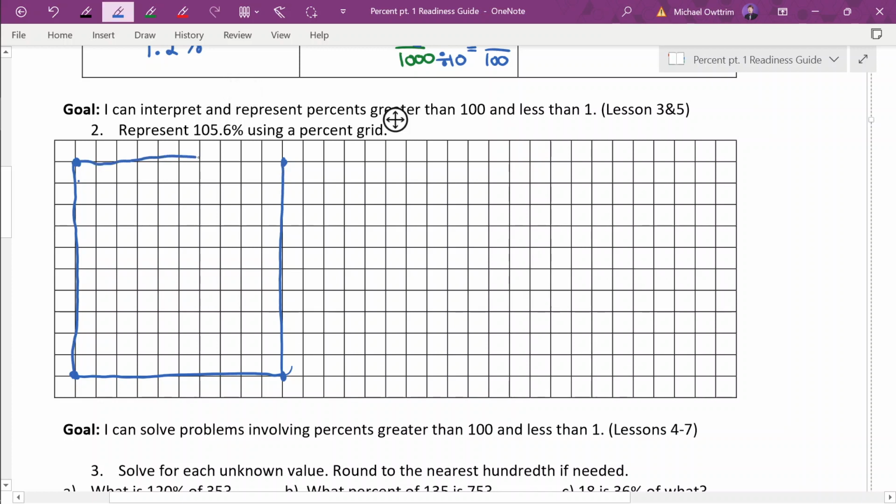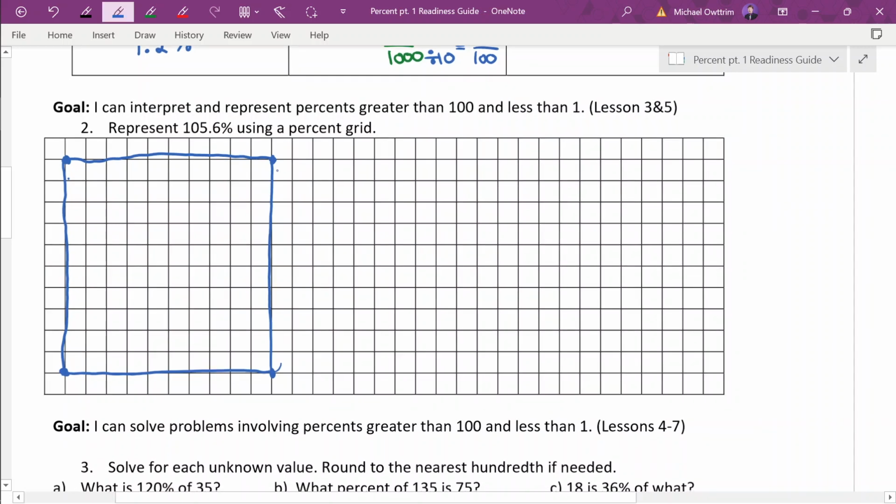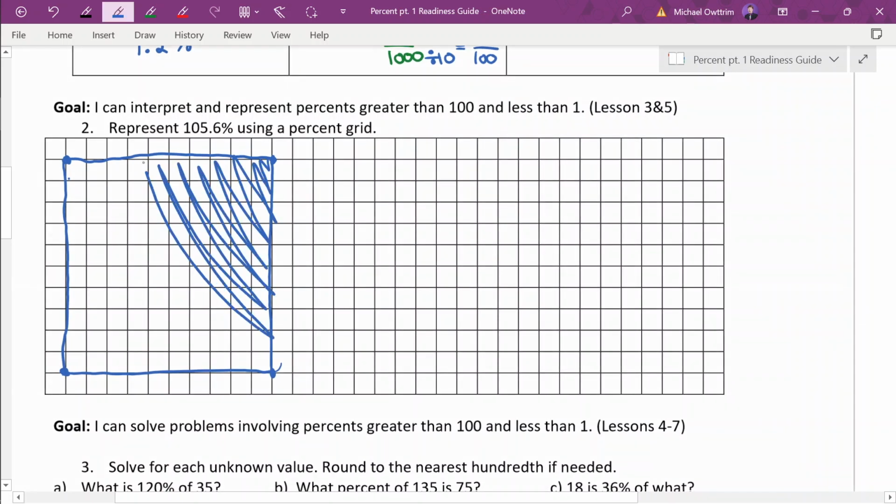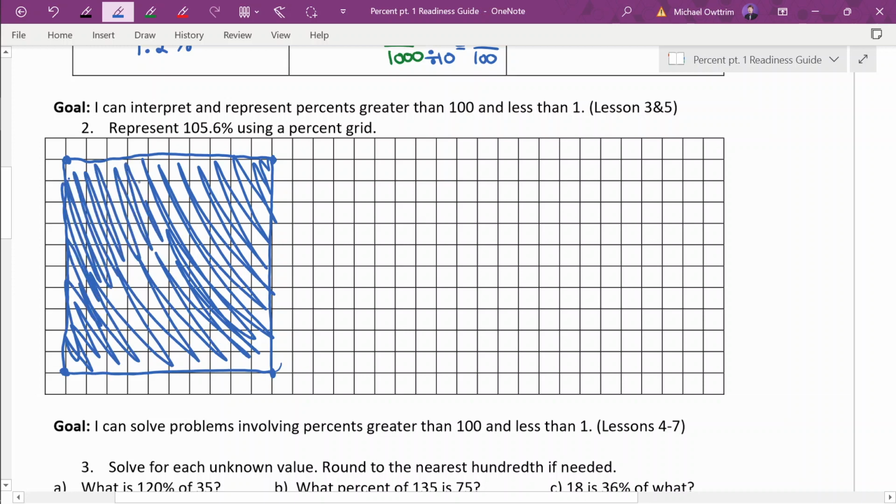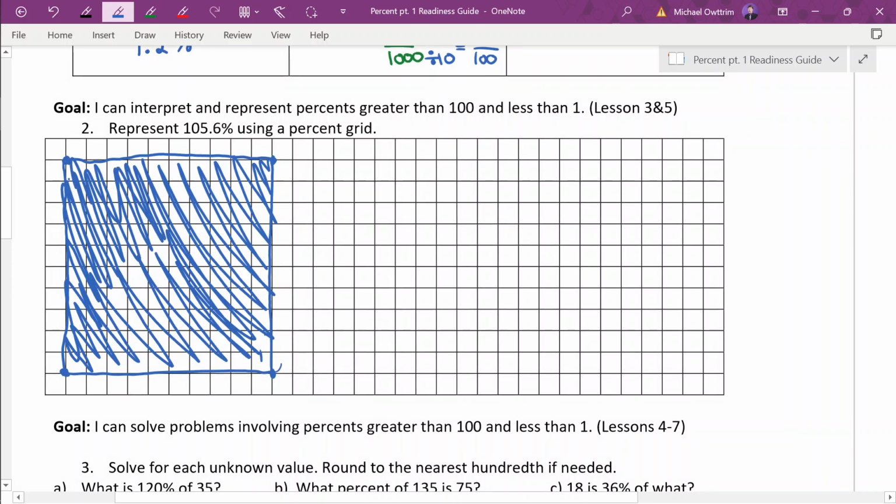Now in this case, I have 105.6%. And one of these grids can only show 100%. There's 100 squares here. Each one represents 1%. So I need a full grid just to show 100%. So I need a second grid to go over 100%.